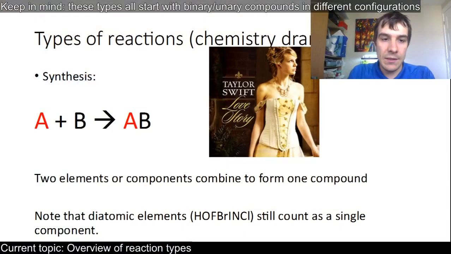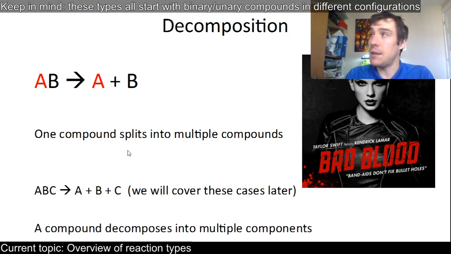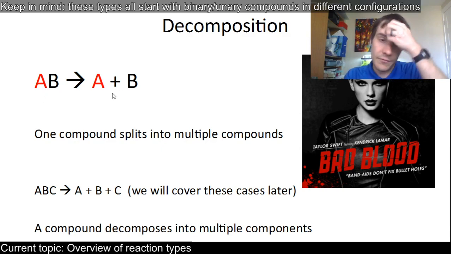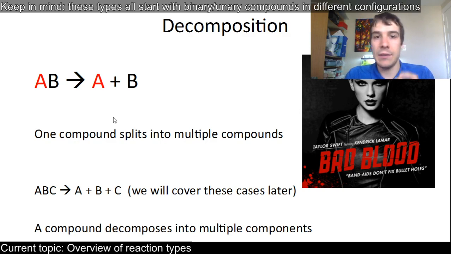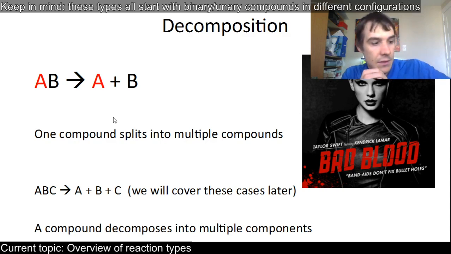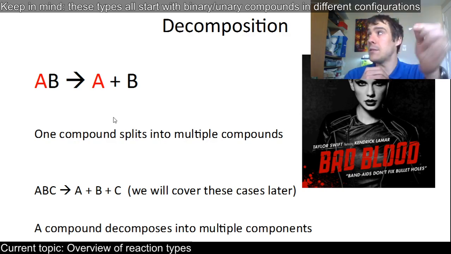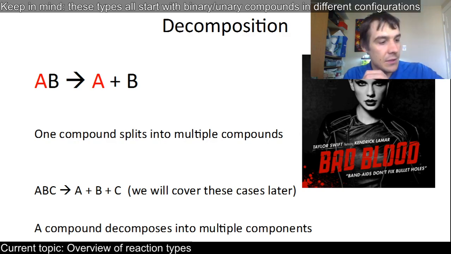From synthesis, the natural one to talk about afterwards is decomposition. Decomposition is the opposite of synthesis. You have something that's together, and then it goes apart: AB to A plus B. This is less common because usually things are together because it's a lower energy form, so why would they break apart? But it does happen on occasion. This is a decomposition reaction. There's one example of a decomposition reaction.